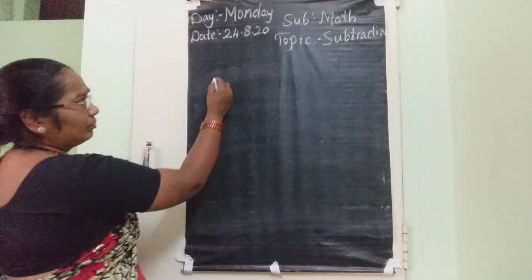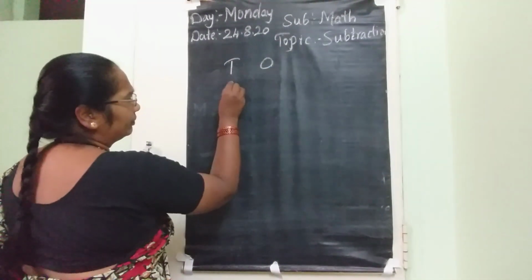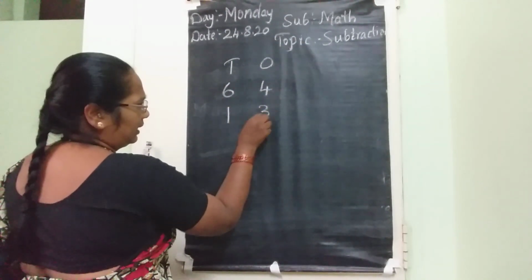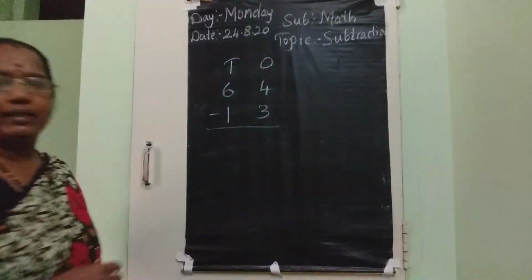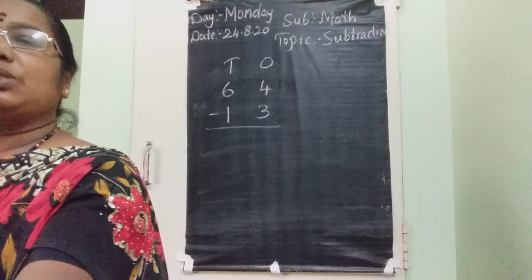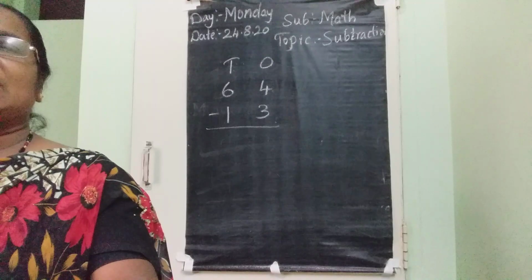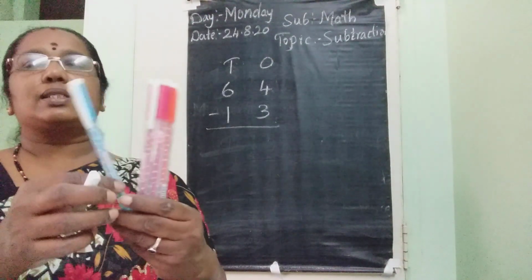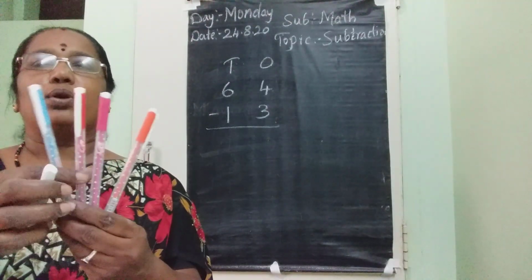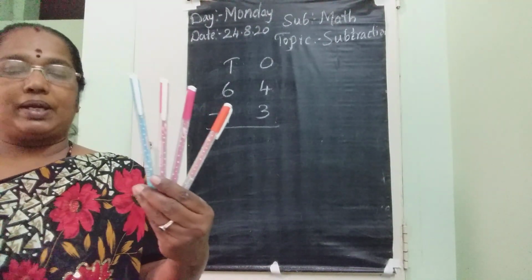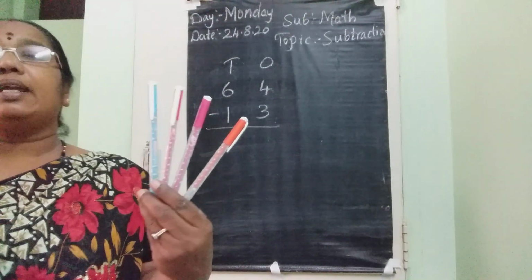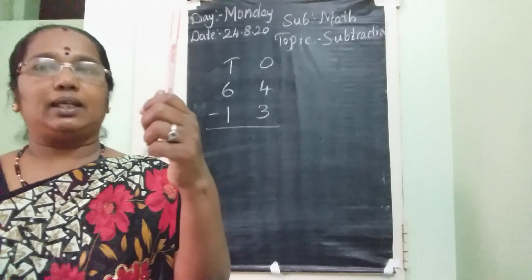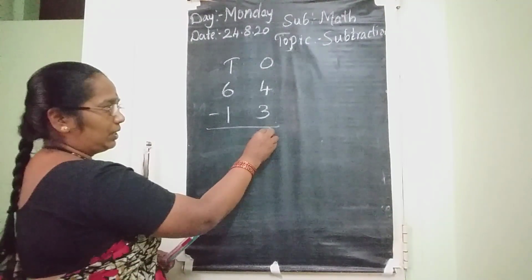See, I tell you. 64 minus 13. How can you do it? First we will see the ones place. What is there in the ones place? 4. See, 1, 2, 3 and 4. Out of this 4 pens, I am going to minus 3 pens. So, 1, 2, 3. How much is remaining? Yes, 1 is remaining.